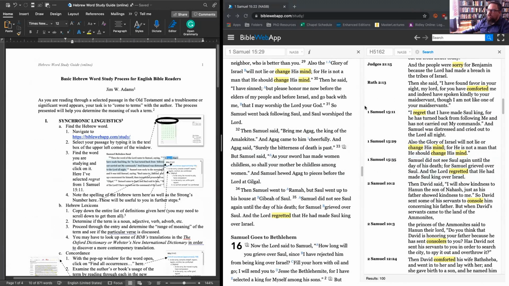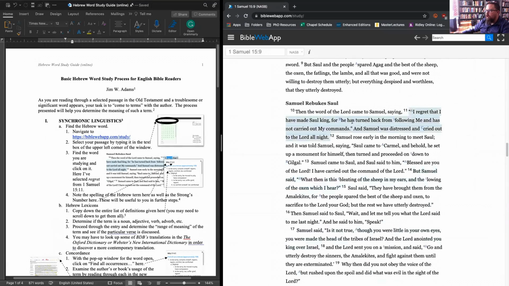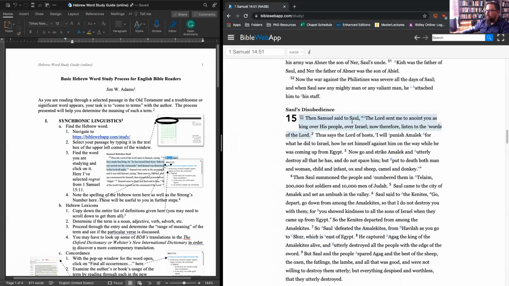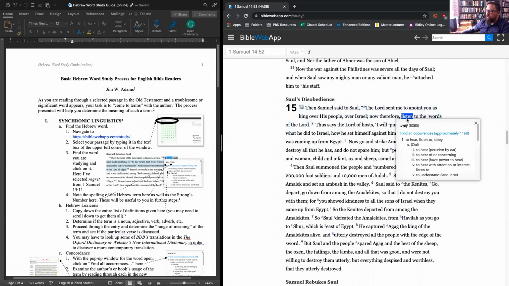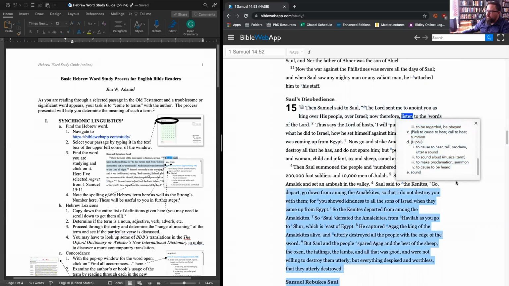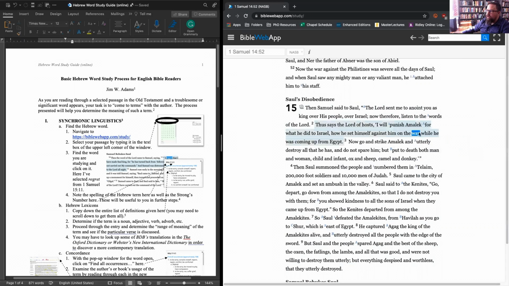So to give you a brief summary then of what I would like you to do with obey, just to point out some stuff here. Our first instance of obey, or Shema in Hebrew, happens right here at the beginning of 1 Samuel 15. And so you have all of the definitions here, right? And so you've got Hifil, Piel, Nifal, and Qal. And then we're going to click on Find All Occurrences.